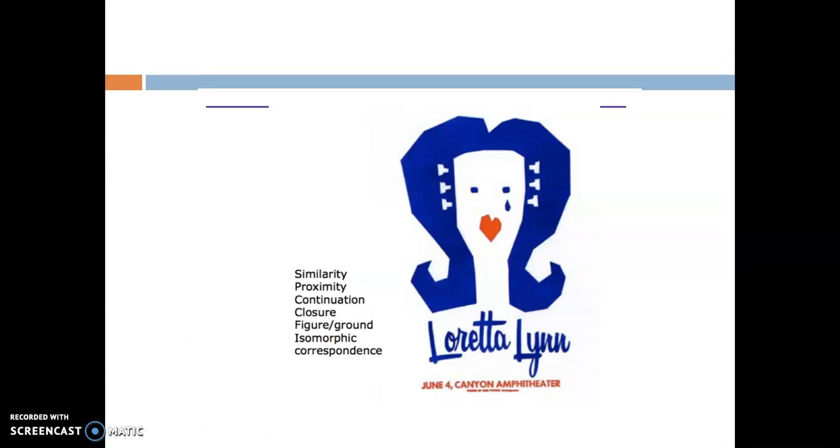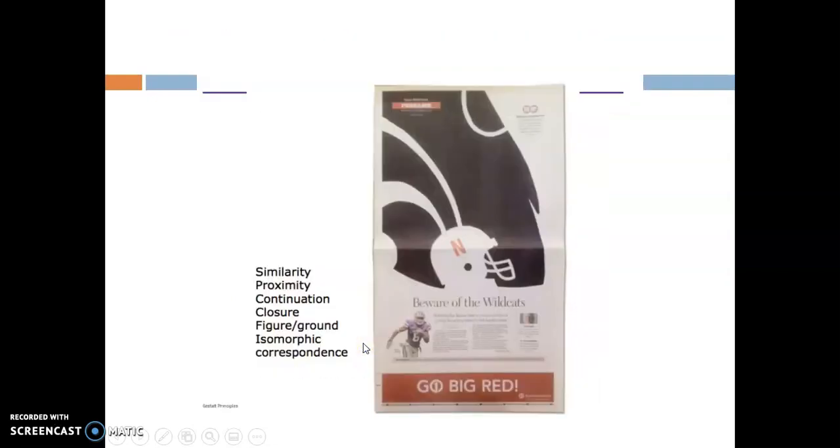Okay, this is the logo of Loretta Lynn, where the developer uses similarity, proximity, continuation, closure, figure ground, and isomorphic correspondence. And try to look at another graphic in the newspaper. They also use the principles of similarity, proximity, continuation, and closure. This is closure, figure ground, and also the isomorphic correspondence.